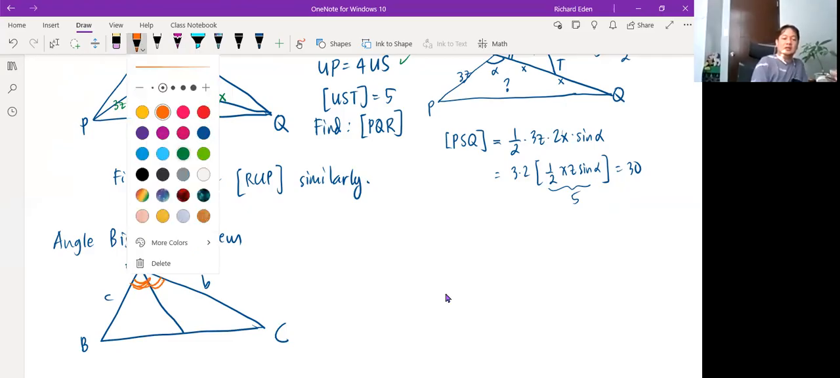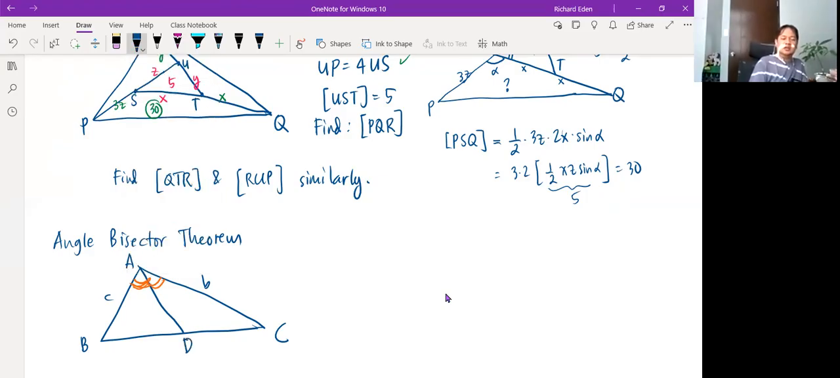And then it meets the opposite side at a point, and it divides BC into these lengths, M and N. So of course, M plus N equals A. I have a faint memory of this. I forgot what the relationship of M and N is. Let's see if you remember it correctly.